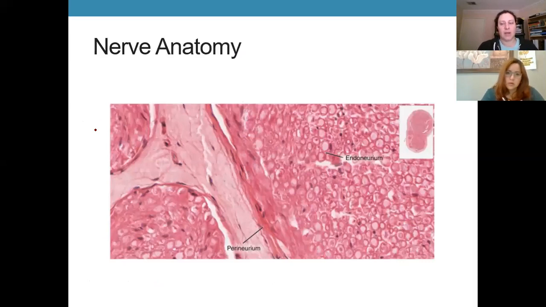And then this is just a microscopic picture of a nerve, and hopefully if you haven't yet, you'll look at the histology slides that we're doing, and this will start to look more familiar, but you can see those layers of connective tissue when we look at these under the microscope too.